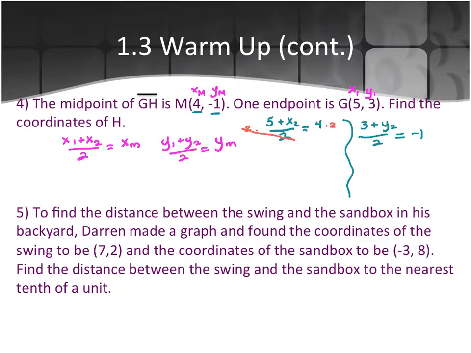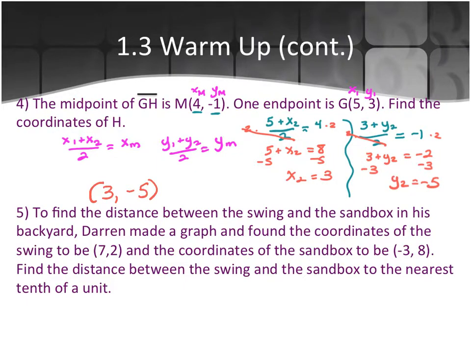The 2s are going to cancel here. 5 plus x2 equals 8. Subtract the 5, and x2 is 3. Same steps on the right here. Multiply both sides by 2 to get rid of the denominator. 3 plus y2 would be negative 2. Subtract the 3, and y2 is negative 5. So the coordinates of H, or our other endpoint, is (3, -5).